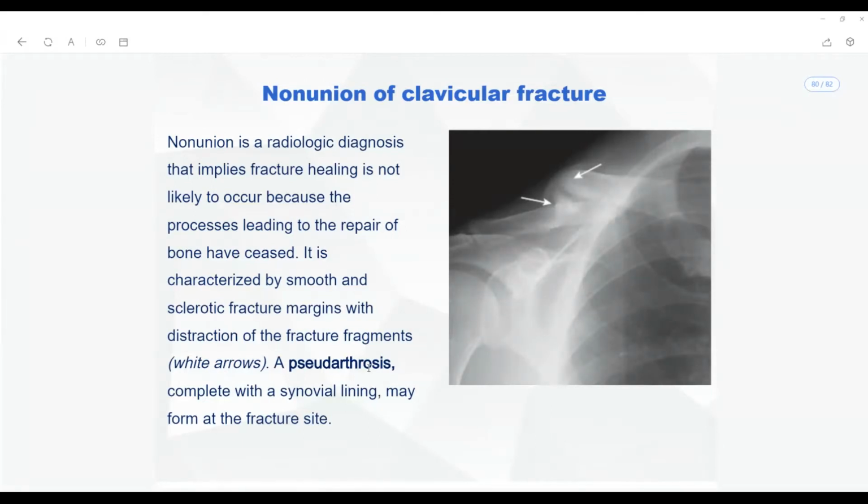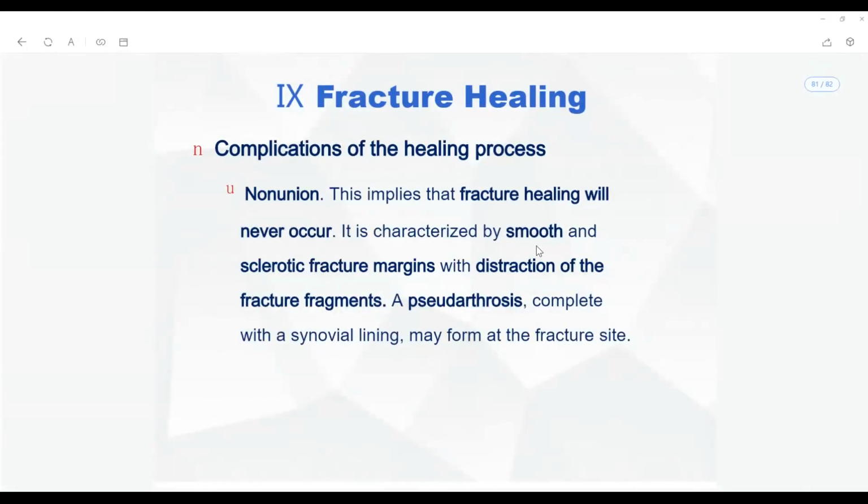Very, very simple. How is it recognized? It is recognized as an active fracture line that is present along with a synovial soft tissue swelling or lining along the fracture area. That is what pseudoarthrosis is. That's what you have to remember. Pseudoarthrosis can be formed. And in non-union, sometimes the fractures do not heal at all, but they still form smooth and sclerotic margins with distraction of the fracture fragments. That one is called a non-union.